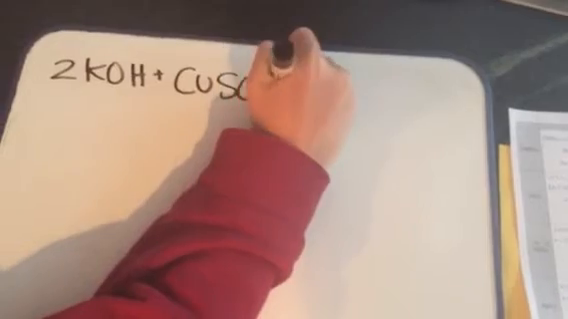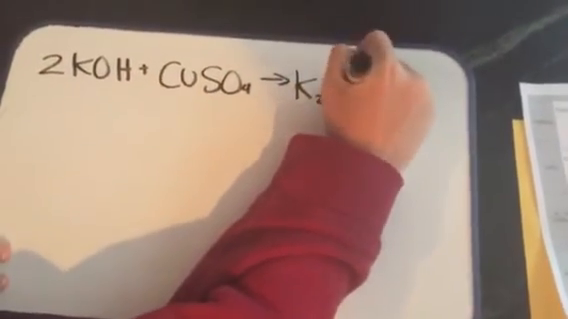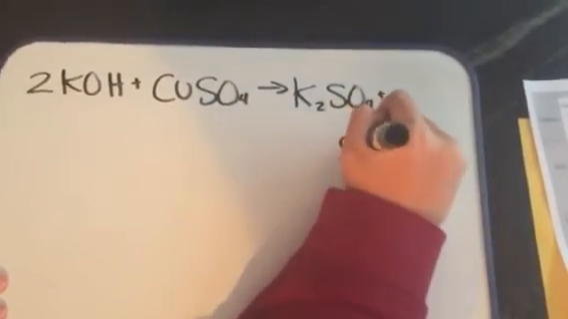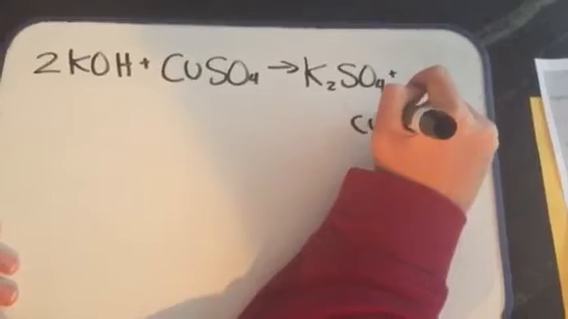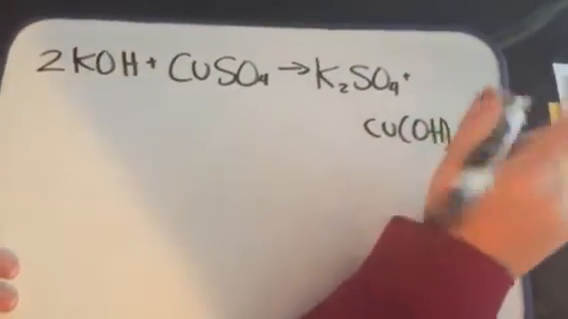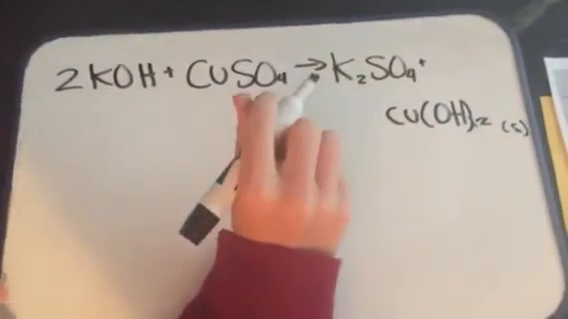All right, so we already have it balanced. So 2KOH plus CuSO4 goes to K2SO4. Am I going to have enough space? No, I'm not. It's okay, just write it below. Cu(OH)2. Beautiful. And this is the solid. Okay.